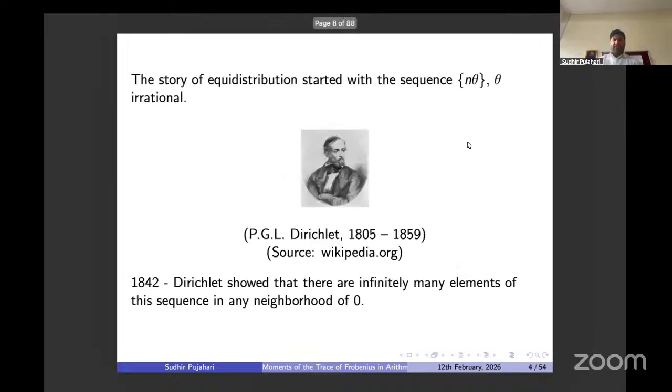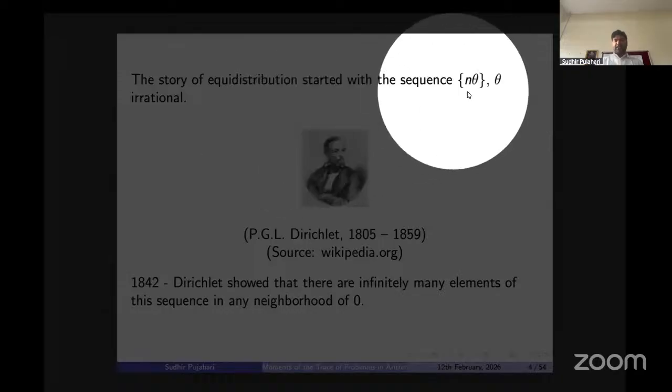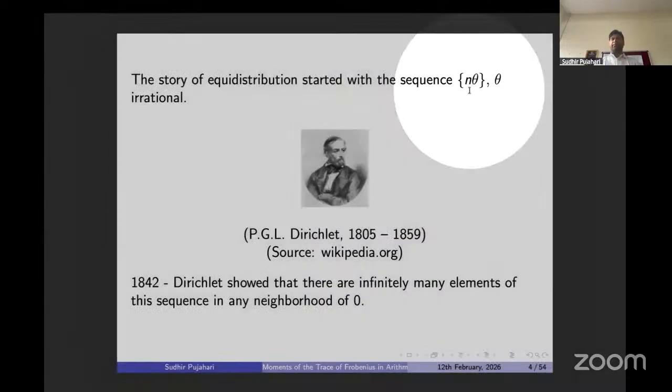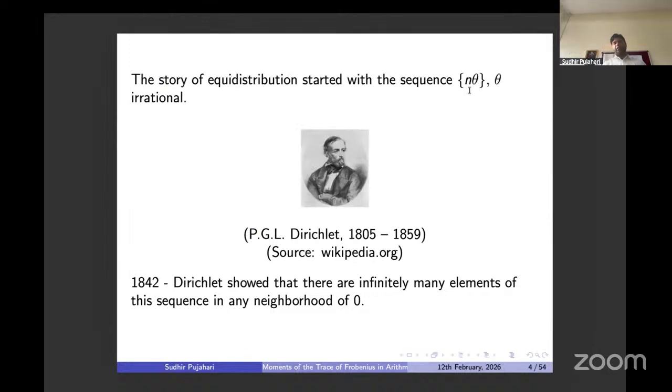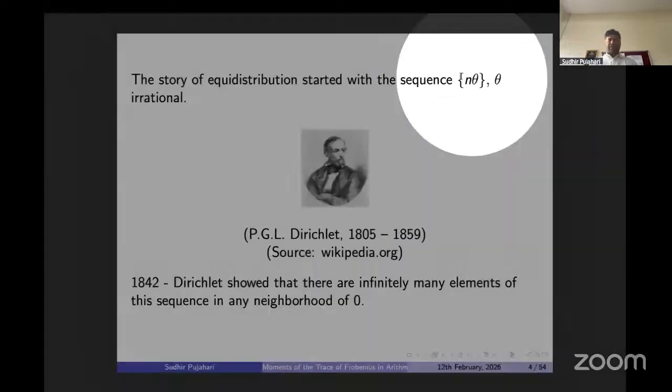But to start with, let us look at the sequence nθ, where θ is an irrational number. And whenever we see curly brackets in today's talk, we are talking about the fractional part of the number. So for example, if it is 2.3, we will look only at 0.3. If it is 7.4, we will look only at 0.4. So this is what the curly bracket means, the fractional part.